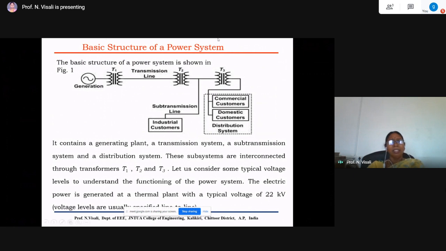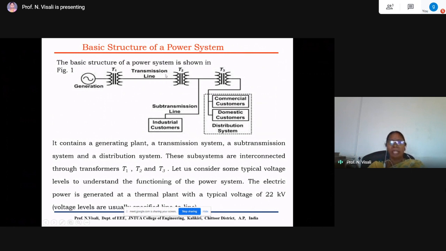Here in this figure you can see generation, the transmission line, and the distribution system. Generally small voltages are generated, and they are stepped up with a transformer T1 to a large voltage to transmit in the transmission line. This is done to minimize the losses, so we need to increase the voltage level for transmission.